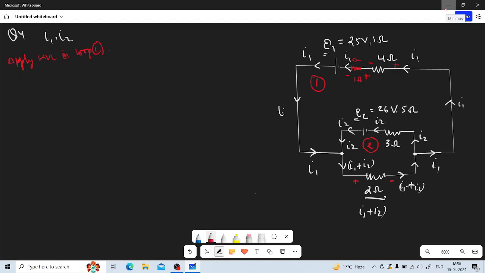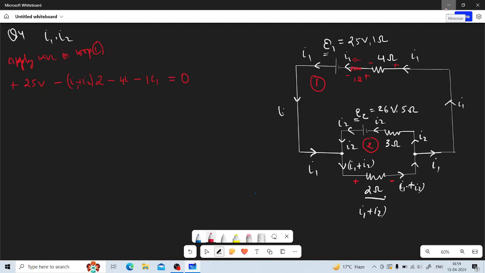Start from here, negative to positive. Minus to plus is plus. How much? E1, which is 25 volt. And here plus to minus, current I1 plus I2 into resistance 2 ohm. And here we come plus to minus, current is I1, resistor is 4, so 4 times I1, and internal resistance is there, so plus to minus, current is I1, resistor is 1 ohm, 1 into I1. Equate that to 0, because we have come to the initial position.